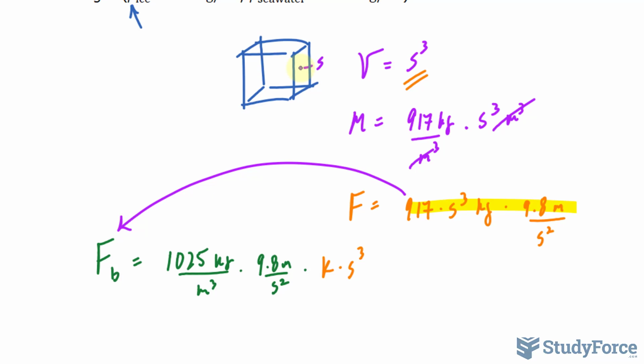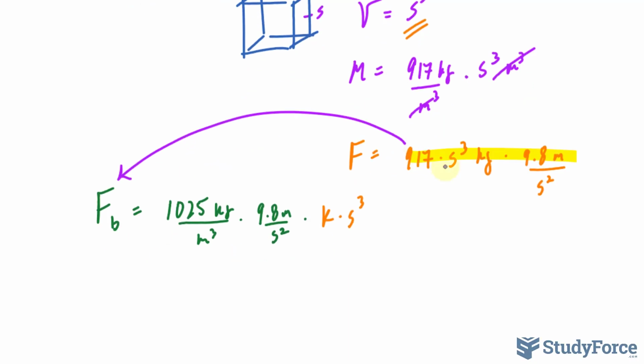The reason why we set the buoyant force equal to that of the iceberg's weight is because in order for the iceberg to remain floating, the buoyant force needs to be greater than or equal to the weight acting downward. Anything less would cause the iceberg to sink completely. Okay, so that being said, I'll place this expression in there: 917 times s to the power of 3. Remember, that's an unknown, and that's in kilograms, times 9.8 meters per second squared. That's the left side of the equation, and the right side of the equation will be this exact expression again.